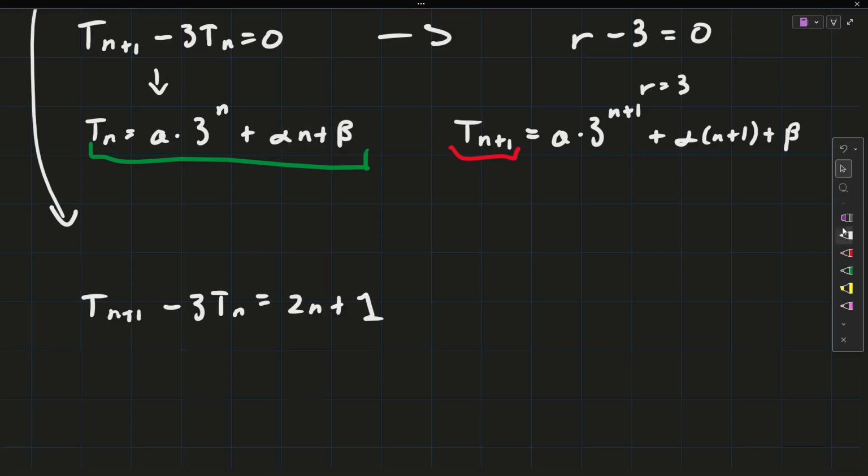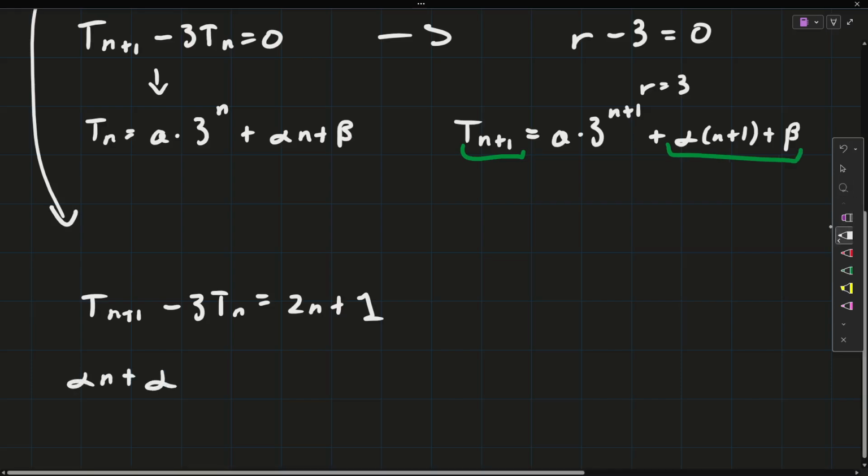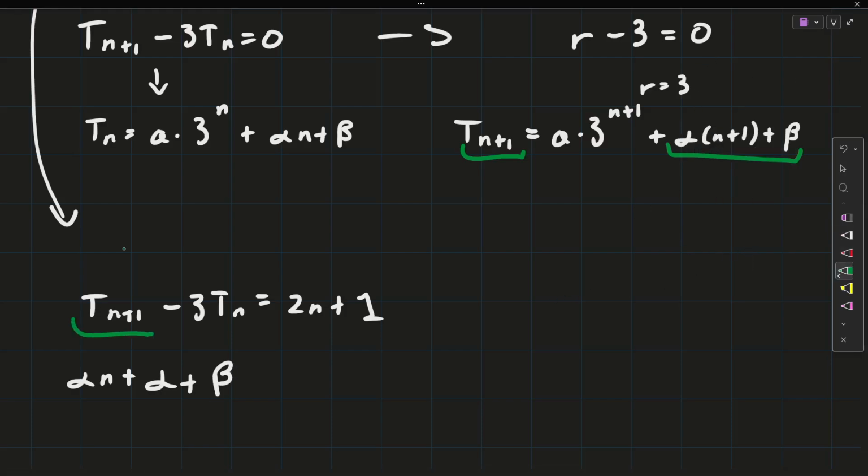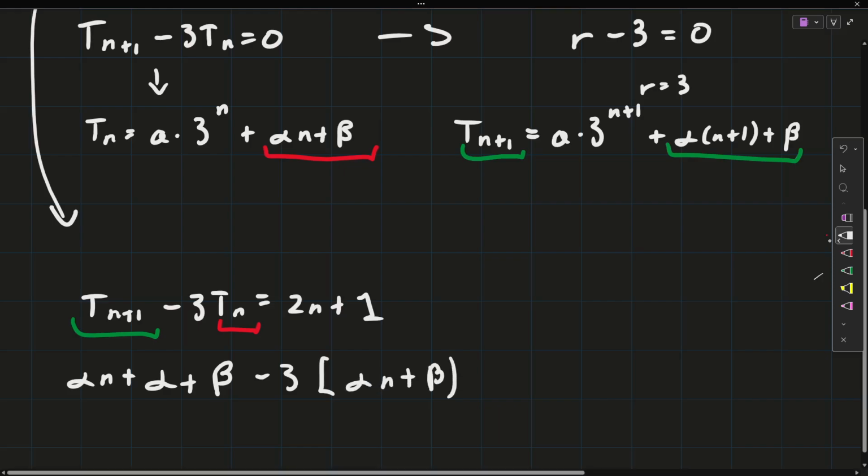So t of n plus 1, I'll start color coding again. T(n+1), we're going to be subbing in this. So I'm going to say that's alpha n plus alpha plus beta. So that's just multiplying out this bracket. So that's being subbed in here. And then we're going to have minus 3, and then we're going to have tn. So tn, what are we going to sub in? I'm just going to sub in this part. Again, because we already know that these bits will cancel out. So we don't need to sub those in. We already know that's equal to 0. So then what we can do is sub in, we'll have alpha n plus beta. And we want that left-hand side, some kind of linear, we want that to be equal to 2n plus 1.